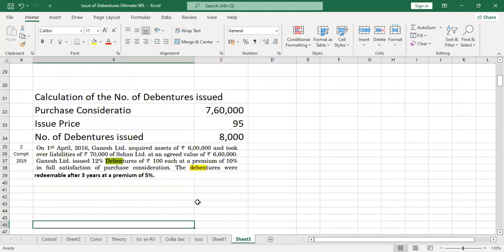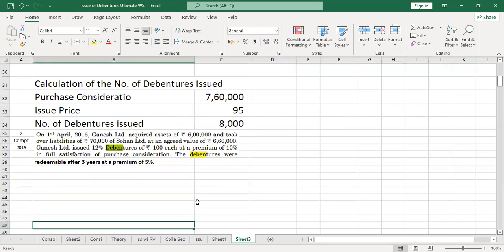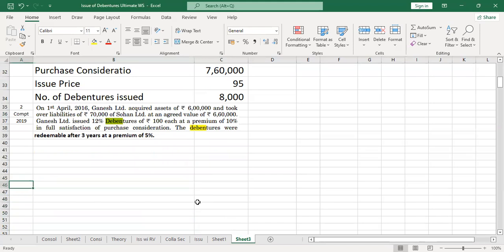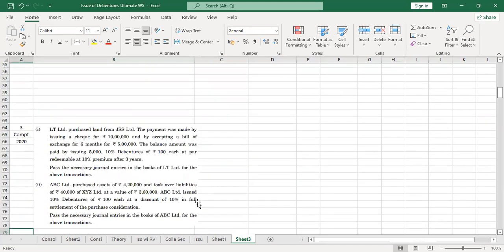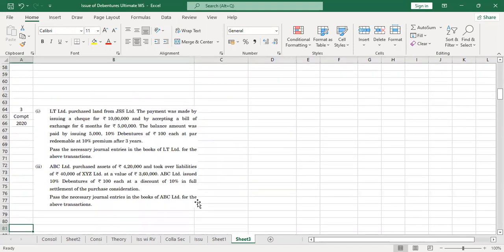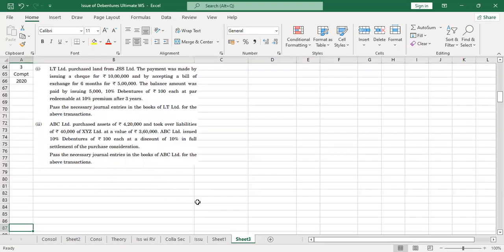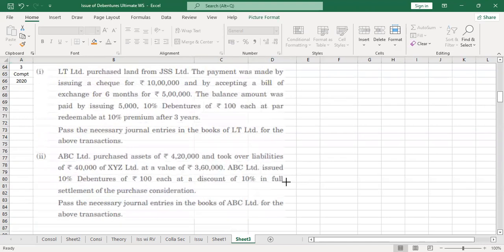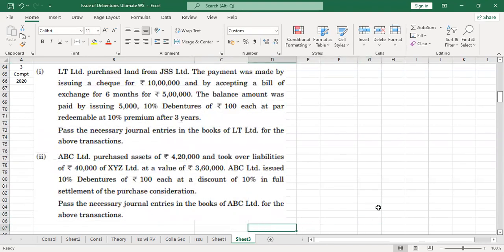All right, children. So we move on to another question. I want to do another question which is with the redemption value, and there should be bank draft or something like that. Yeah, here we have LT Limited. Good. This is a nice question. It covers everything that I want to teach you in a comprehensive question.